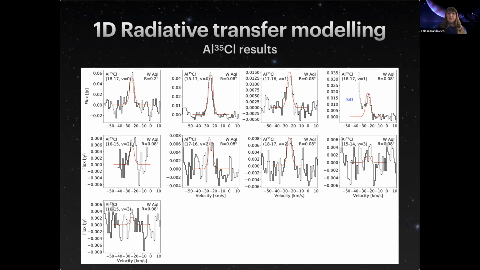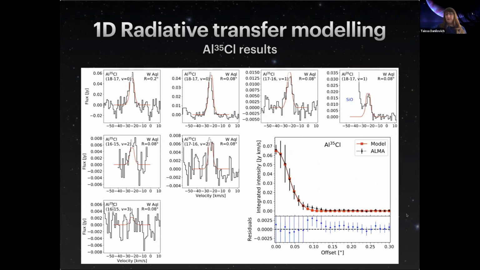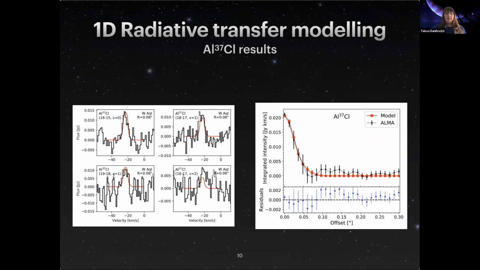And when we take an azimuthally averaged radial profile, and also fit our model to that, we can get a pretty good fit to the data. So this, what I'm showing now, is the Al35Cl results. So that's the main isotopologue of AlCl. And we also have Al37Cl, where we don't detect as many lines, and we have a bit more noise in the radial profile because it's just overall a weaker line.